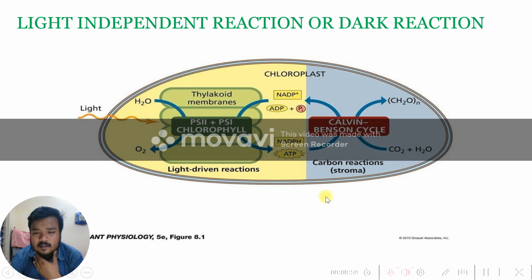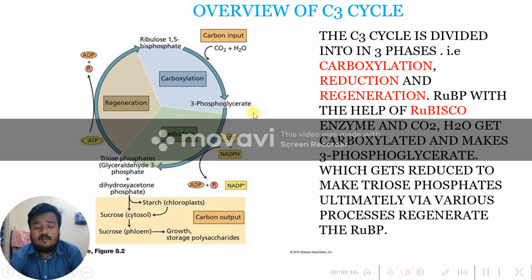Now this C3 cycle is also known as the Calvin-Benson cycle. We all know that. If we simply summarize the C3 cycle, it can be concluded that it comprises three simpler steps, which are carboxylation, reduction and regeneration. Carboxylation of RuBP, or ribulose 1,5 bisphosphate, reduction of 3-phosphoglycerate, and regeneration of RuBP once again.